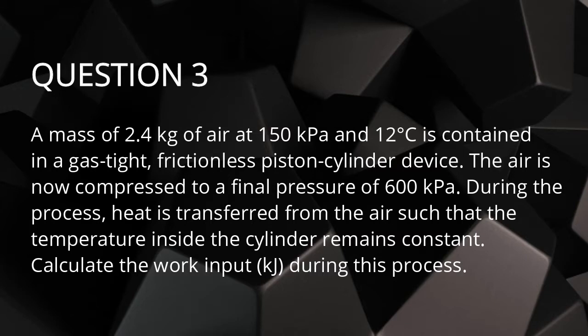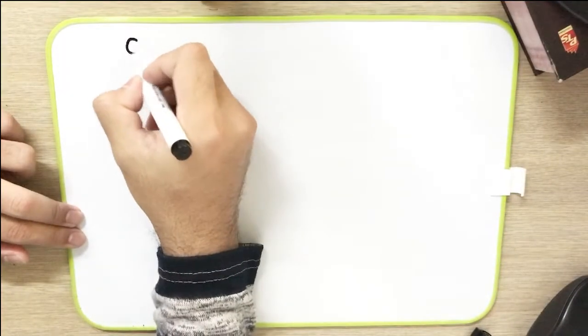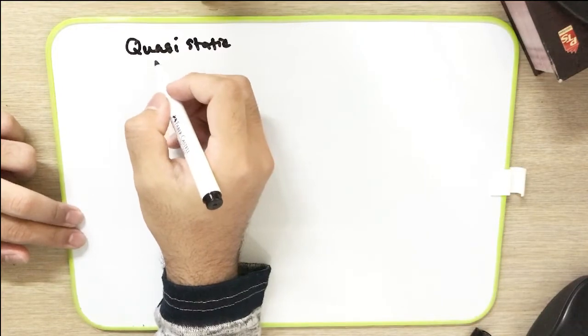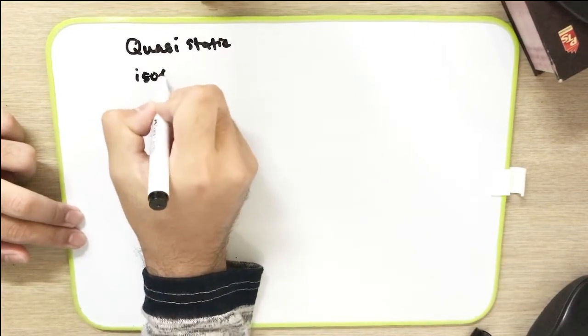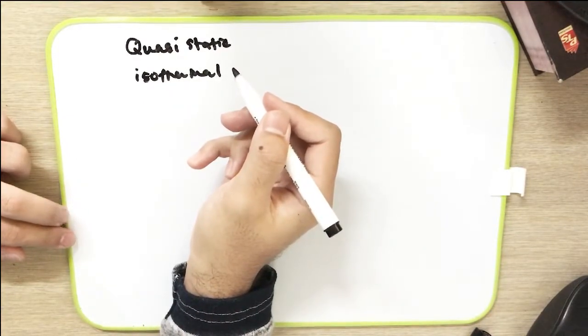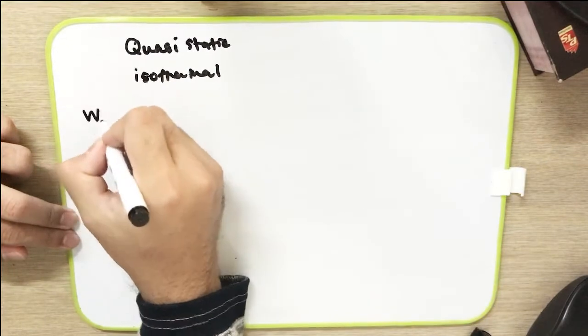For this question, we can see the statement that even though the heat is transferred, the temperature inside the cylinder remains constant, and because the system can achieve equilibrium by its own, it means that the system is undergoing a quasi-static process. So the condition here is quasi-static and it happens at constant temperature, which means isothermal. So we need to calculate the work input, for which we can use the boundary work.